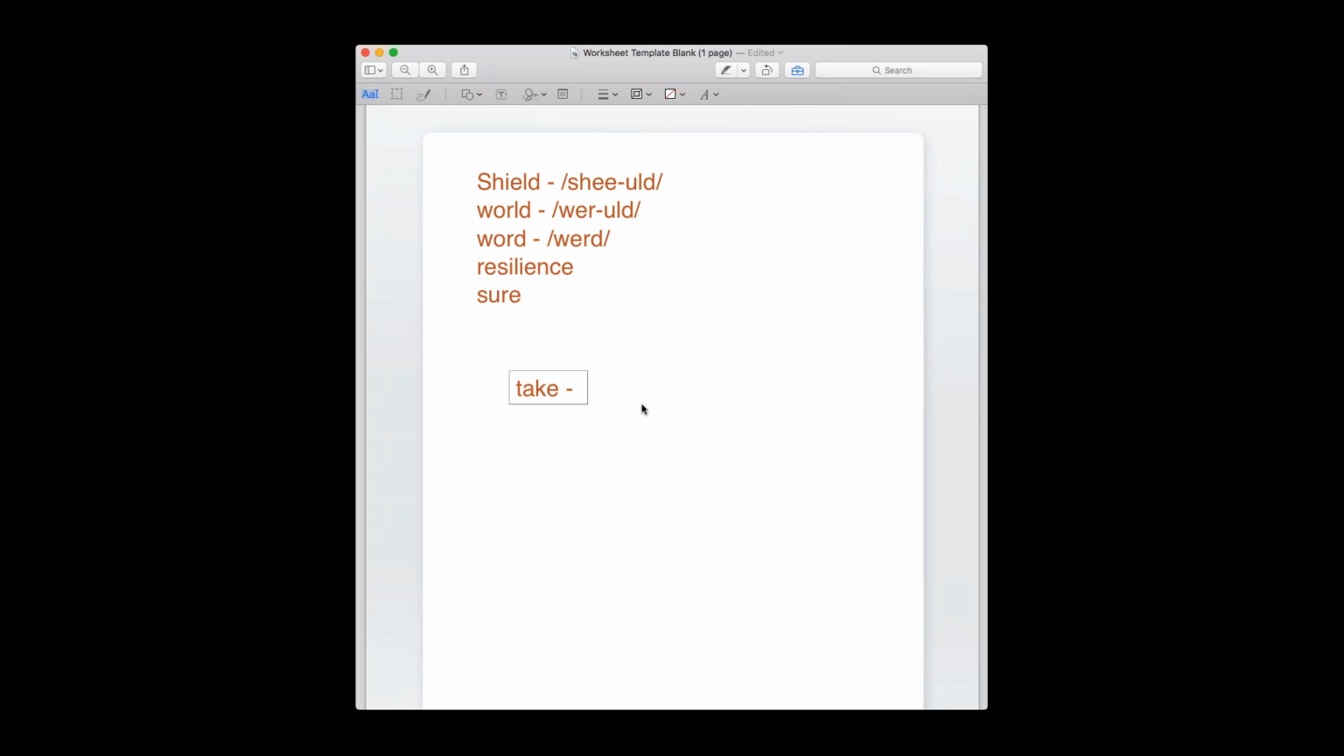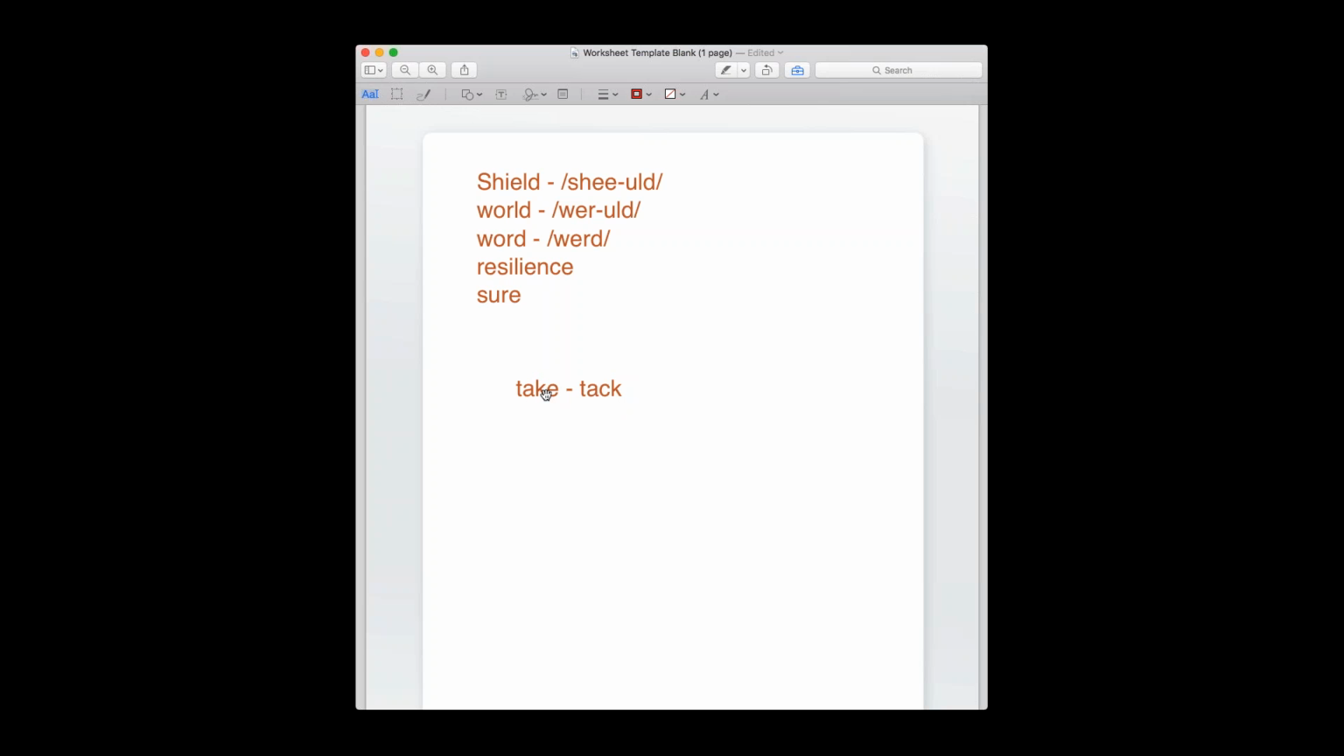So take is the long A because it has the E at the end. Like we were talking about at the beginning of this webinar, when you have two vowels right next to each other, the first vowel is going to get its long pronunciation. Two vowels together, or just one consonant in between, is close enough to give that long vowel sound.